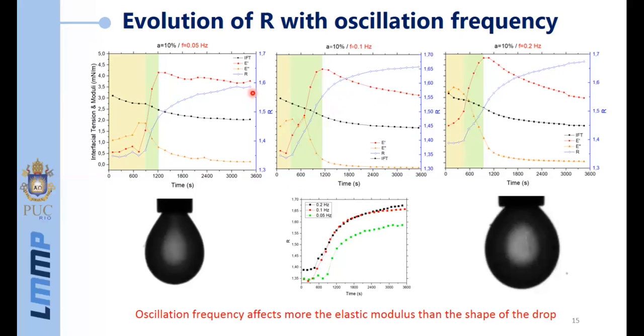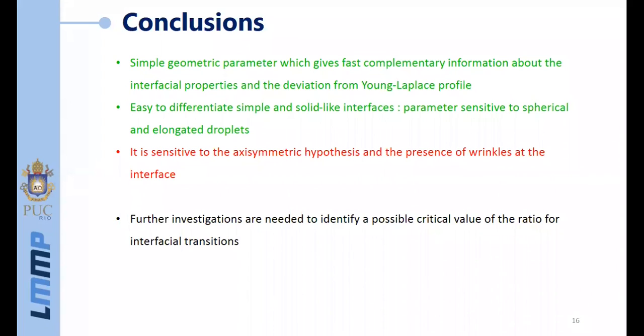Therefore, we can say that these parameters allow us to identify the deviation from the Laplacian profile, and especially if we follow its evolution here, we can determine what frequency allows to obey the limitation condition for elasticity evaluation with the drop-shape tensiometer. Different interesting points for this conclusion.